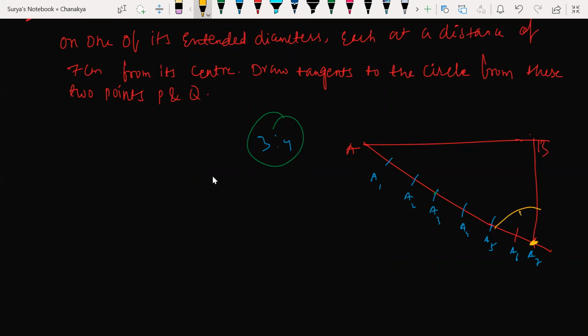Whatever the length you took, beta, whatever the radius you took to make that yellow color arc, from the point A3, I'll be making an arc. Look at this. I'll be making an arc like this. Understood? Understood till this? Okay.